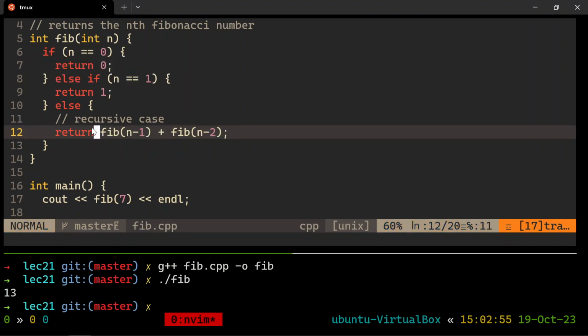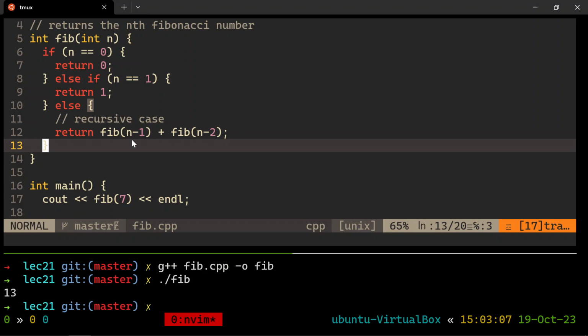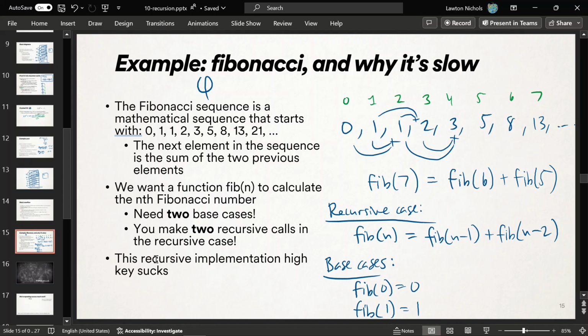Which kind of makes the diagram, if I were to draw this, a little weird, because I have to erase things and write new things, because fib of n minus 1 needs to get called first, and then fib of n minus 2 is waiting on that. So you need both of these answers before you can return something. So there's like a waiting game to play there. But also, the recursive implementation for Fibonacci, unfortunately, is horrible.